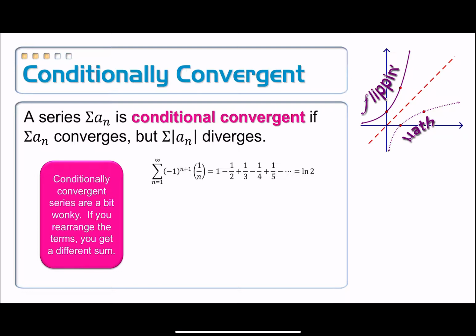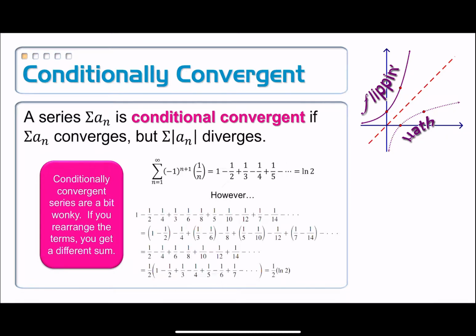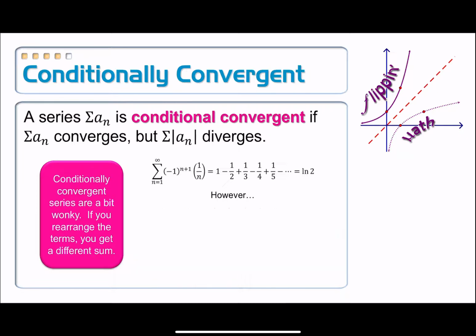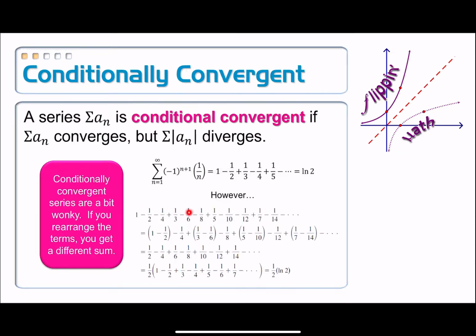And it has been shown that the sum of the alternating harmonic series is the natural log of 2. However, let's regroup them. Let's rearrange those terms and look what happens. The first line in this series is basically the same thing that we have here, right?